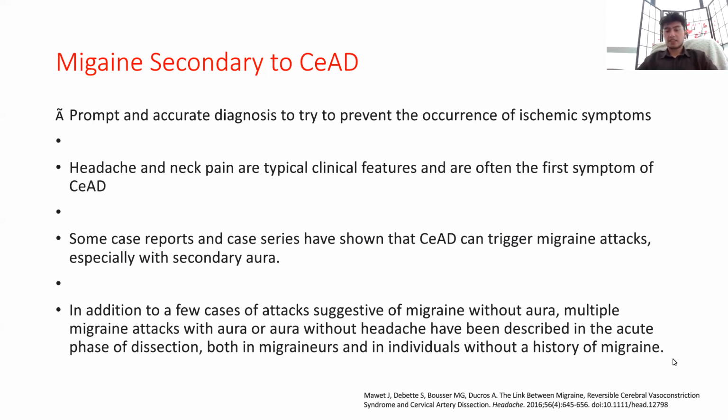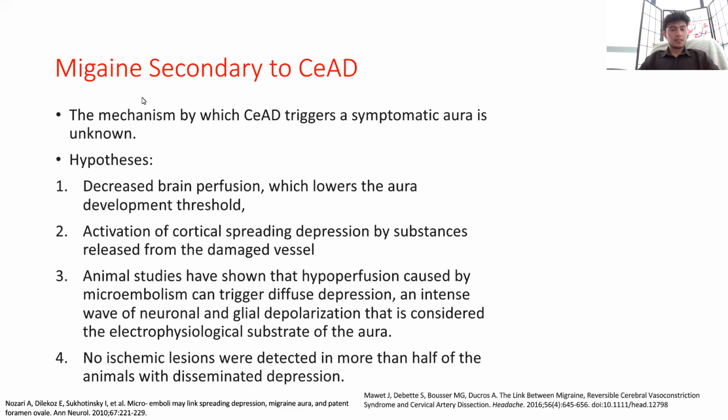So we can just see aura without migraine, and it may raise suspicion. The mechanisms by which cervical artery dissection triggers asymptomatic aura, with or without headache, are hypotheses: decreased brain perfusion, which lowers the aura development threshold, and activation of cortical spreading depression by substances released from the damaged vessel.